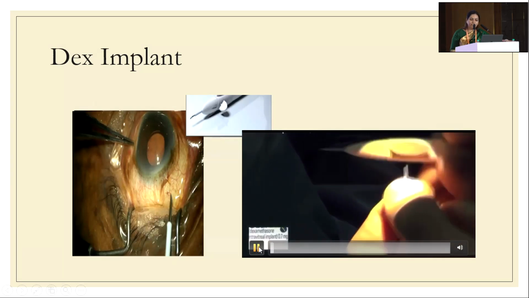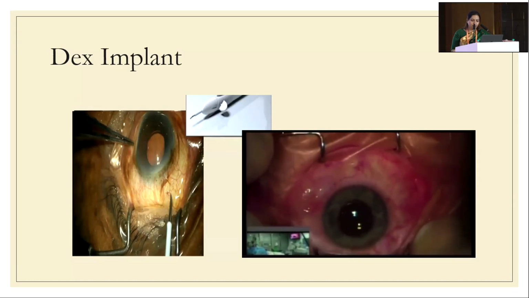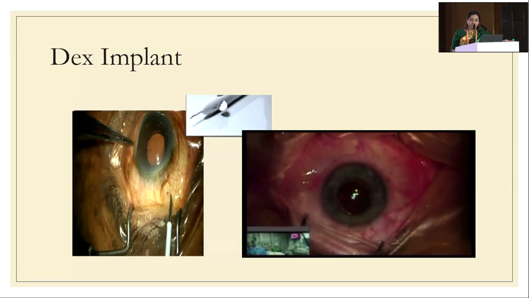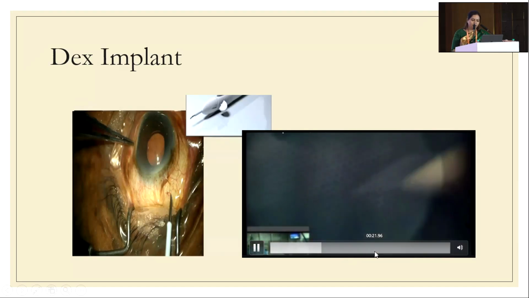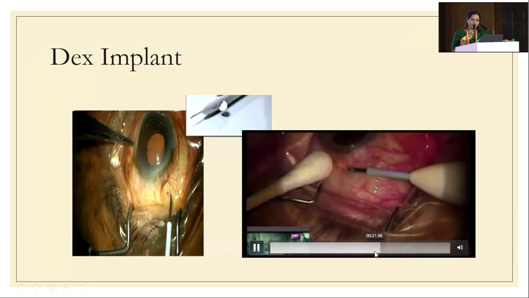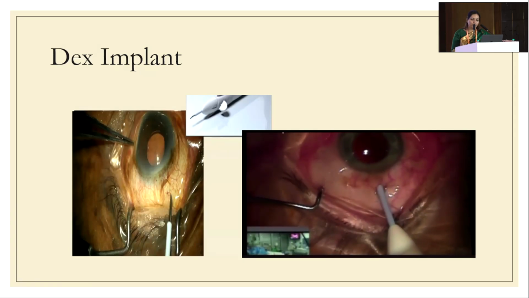In this case, you have to make a tunnel, because it is a big gauge needle, so you have to take care and make a tunnel, and then enter into the vitreous cavity. And most commonly, it can be given in the inferior nasal quadrant.